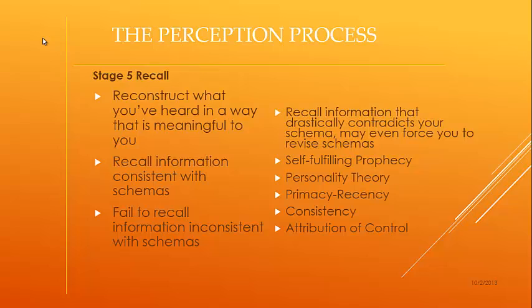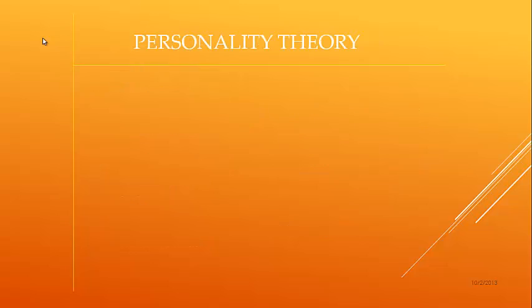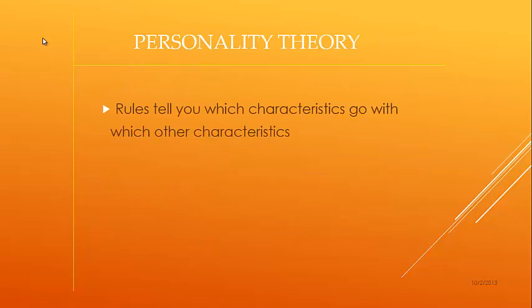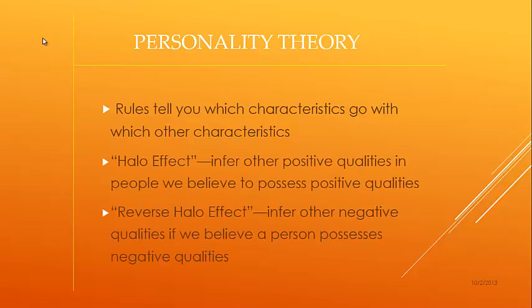Let's look at these other theories, self-fulfilling prophecy and the primacy, consistency, and attribution theories. These are how impressions are formed. Let's look at personality theory first. Personality theory is when we clump together characteristics that we believe go with other characteristics. So he's tall, he's muscly, he must be athletic. She's slender, she's blonde, she must be fill in the blank.